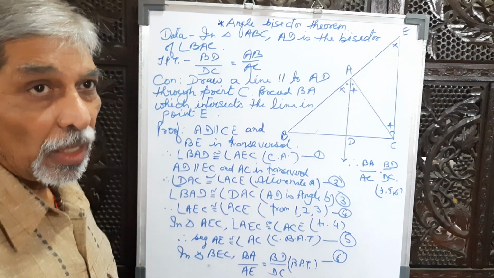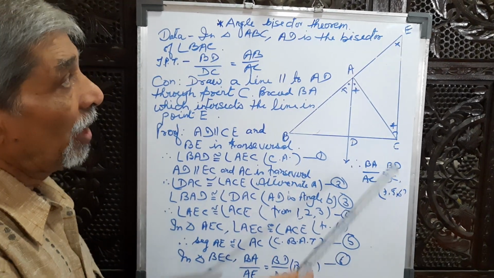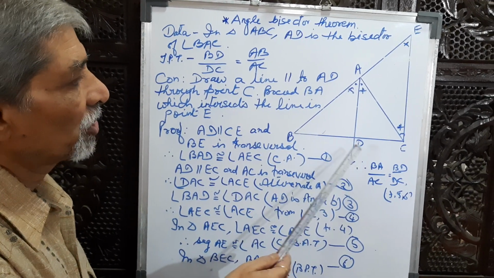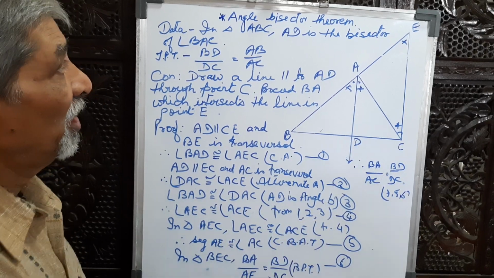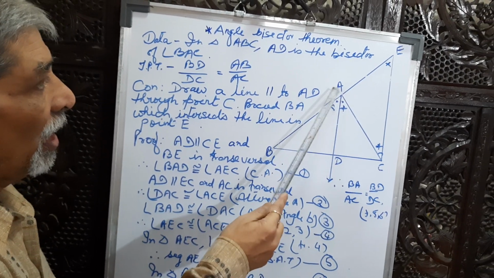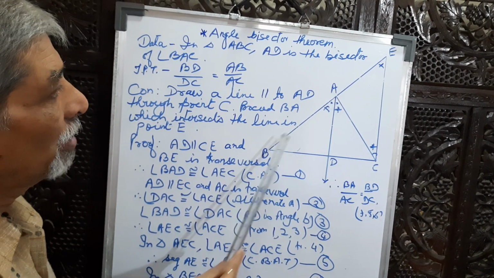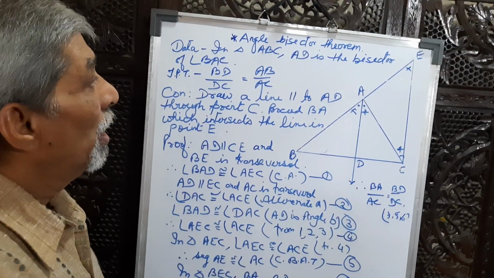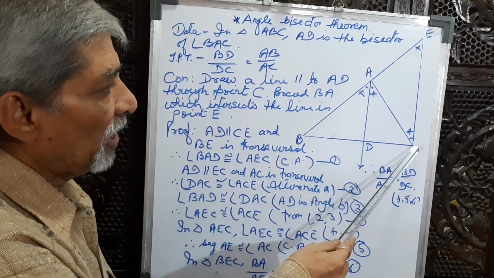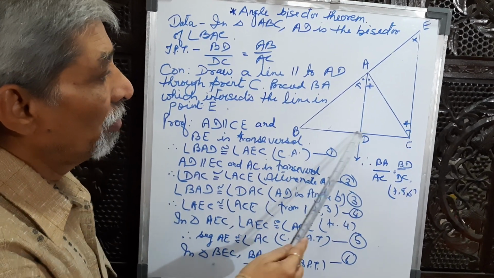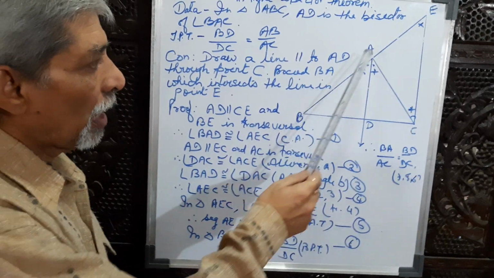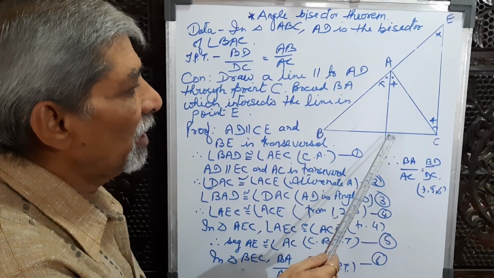Now we shall prove it. Data: in triangle ABC, AD is the bisector of angle BAC. To prove that AB upon AC is equal to BD upon DC.